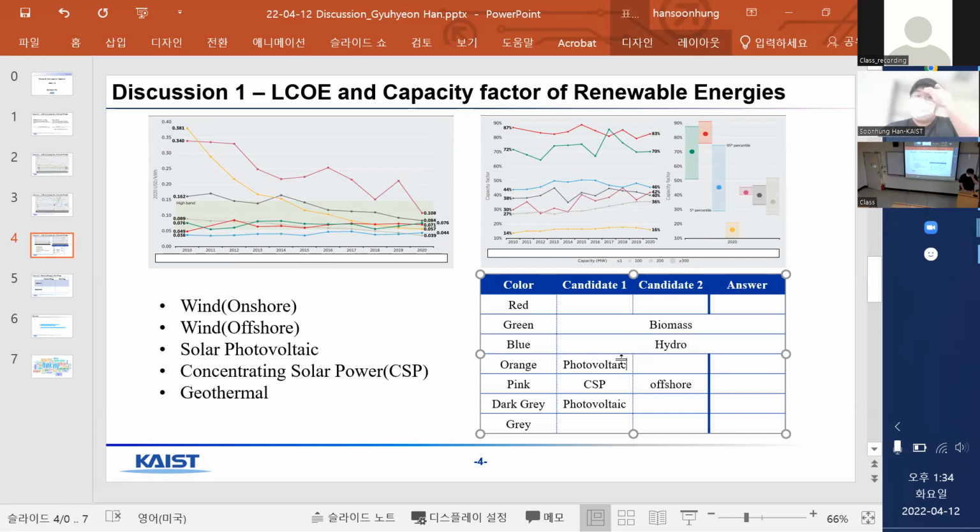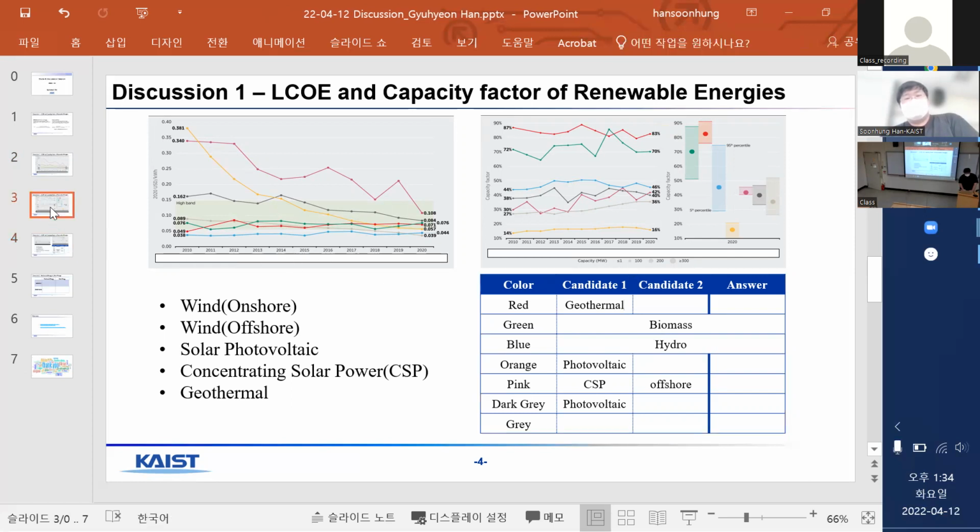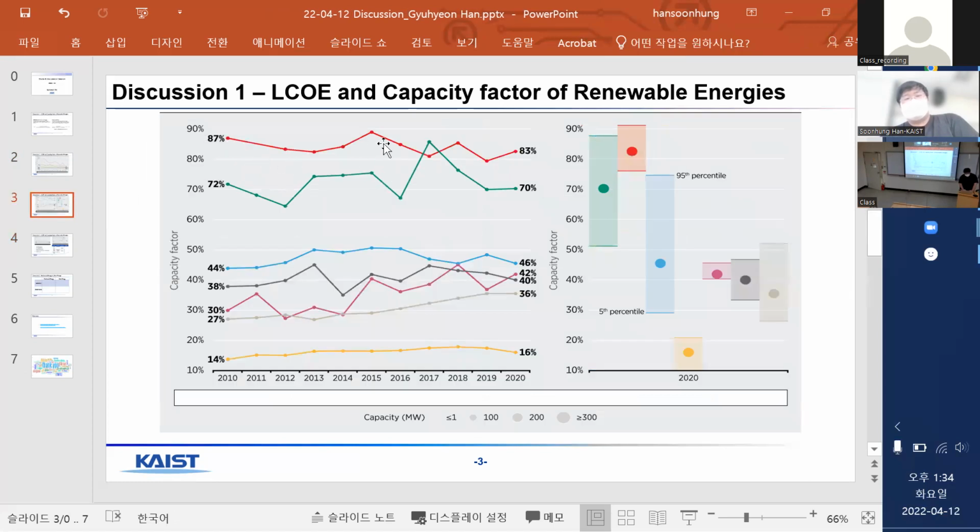Any other ideas? I think red is geothermal because the geothermal temperature doesn't change in the land. So I think geothermal can operate 24 hours. So yes, you can use this graph too.